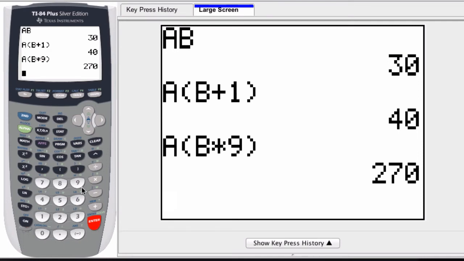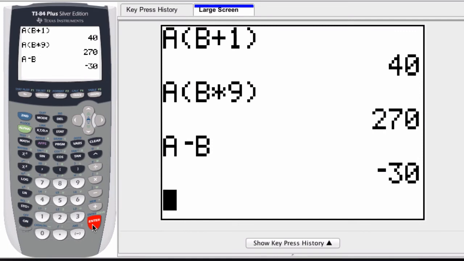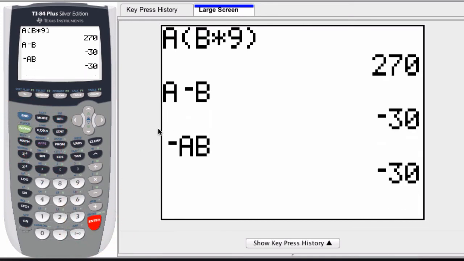But how do we deal with the negative values? Well, if I hit alpha A, and then the negation sign, alpha B, the implied multiplication here is A times negative B, and we get negative 30. So you don't even need the multiplication sign. And of course, we can enter the negation sign, alpha A, and then alpha B, and of course you get the same result. Negative A times B is the same as A times negative B.